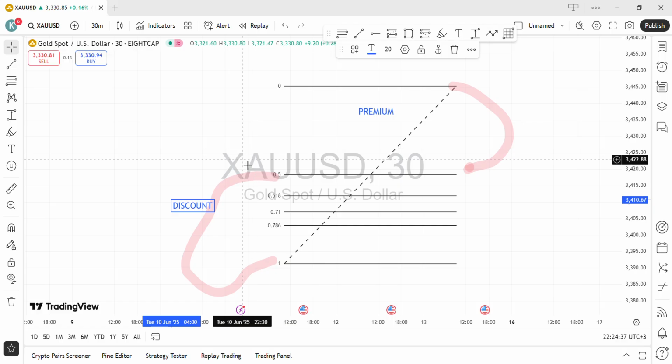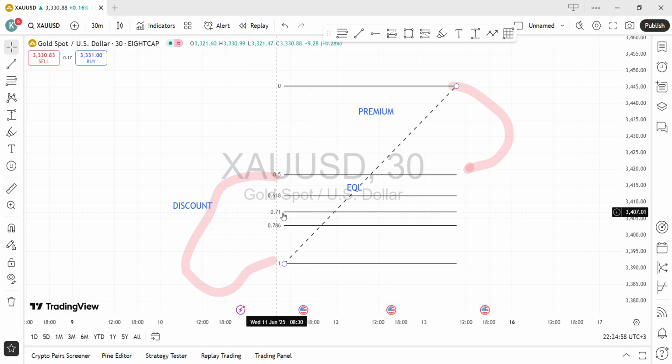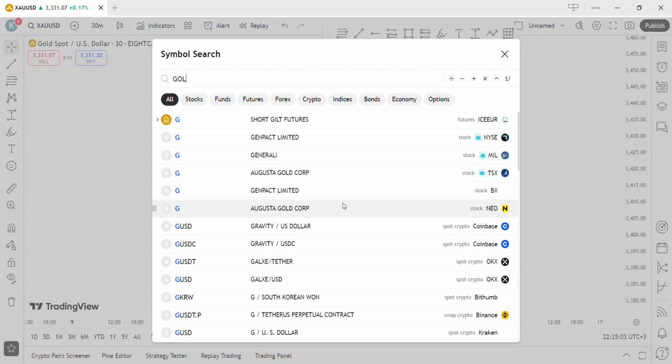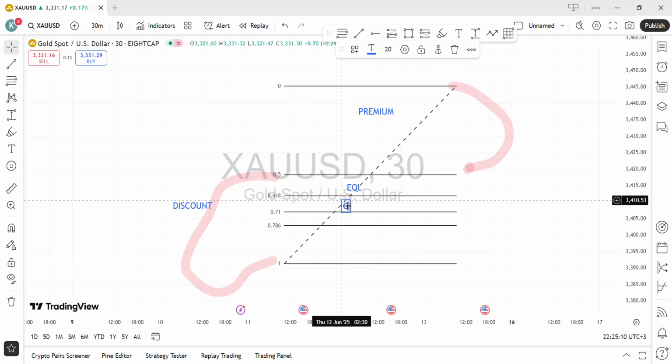Now, we are going to discuss all these key zones. In between 0.5 and 0.618, it's known as the equilibrium. So here we have the equilibrium. Between 0.618 and 0.71, that one is known as the golden zone. You have the golden zone over there.